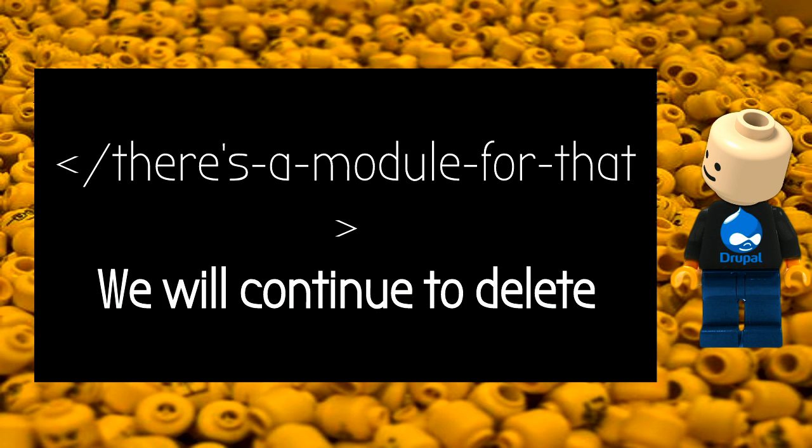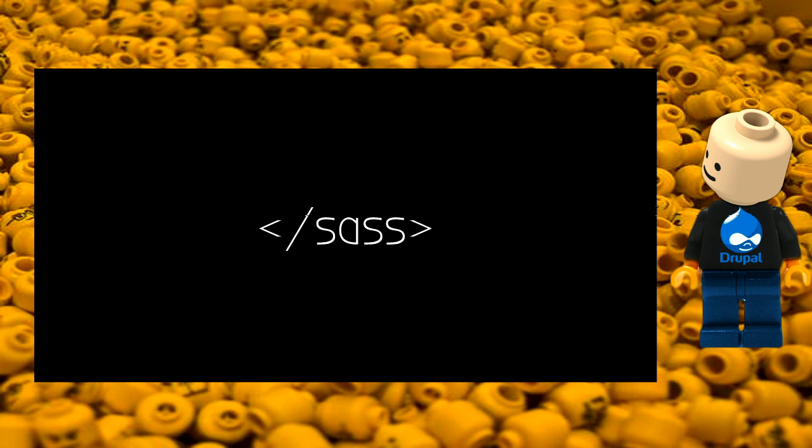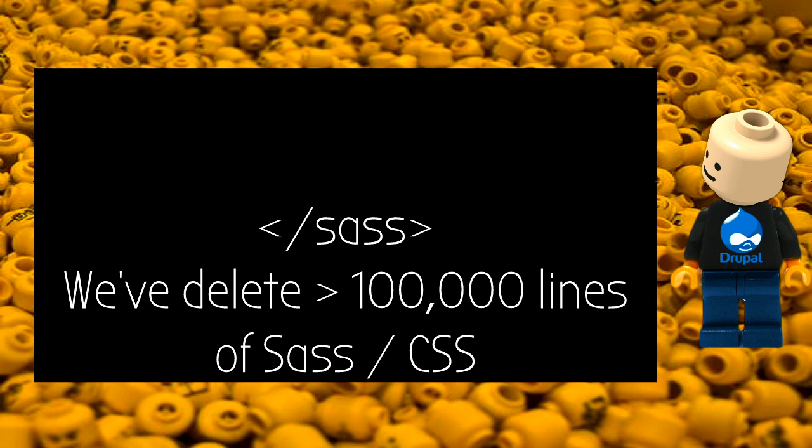And we will continue to delete things until I get as close to stock Drupal 7 with amazing UX, obviously the HAX module, as I possibly can. We have deleted SASS in this process. Not all of the SASS. Well, okay, I see what you did there. So all but one level of SASS will we delete from our life. We've deleted 100,000 lines of SASS and CSS.